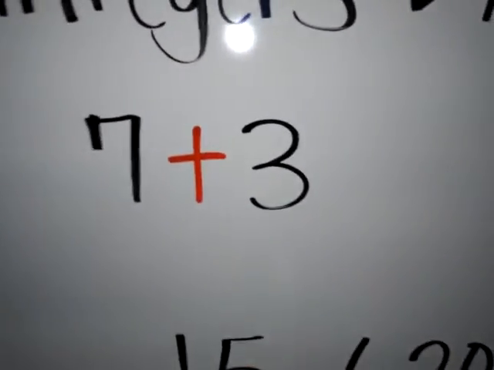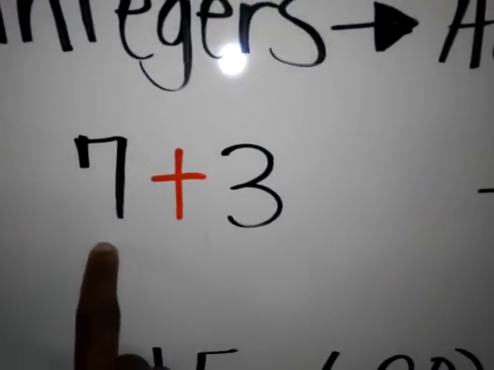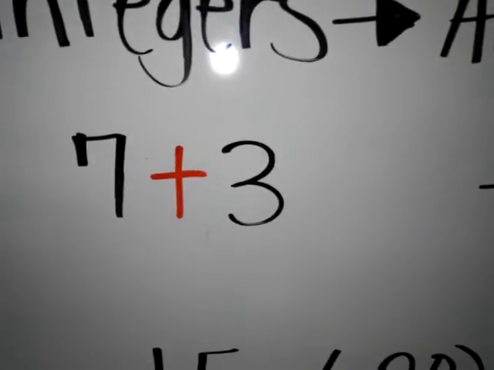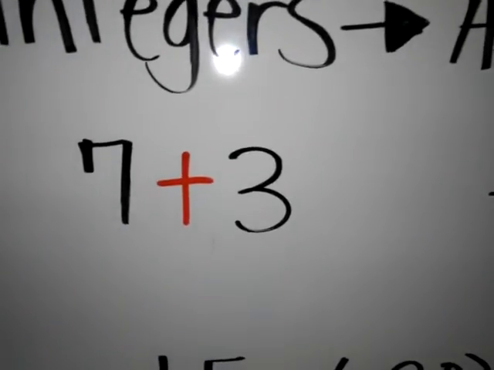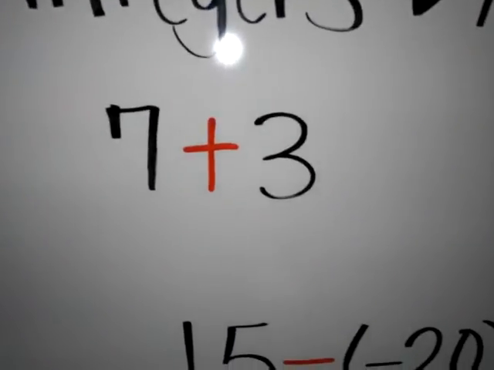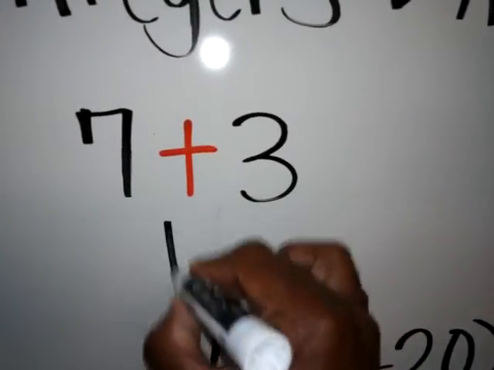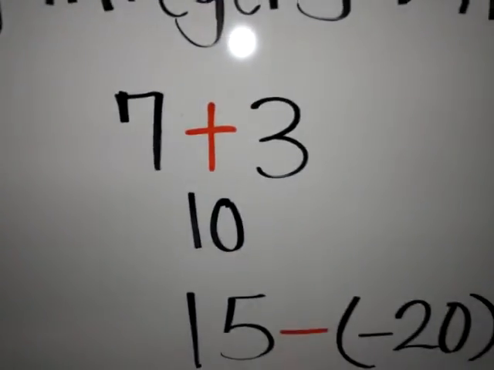Next problem. Okay, we went to our bank, we deposited $7 on one day. The next day we came back, we deposited $3. In those 2 days, how much money did we deposit total? We deposited $10 total.